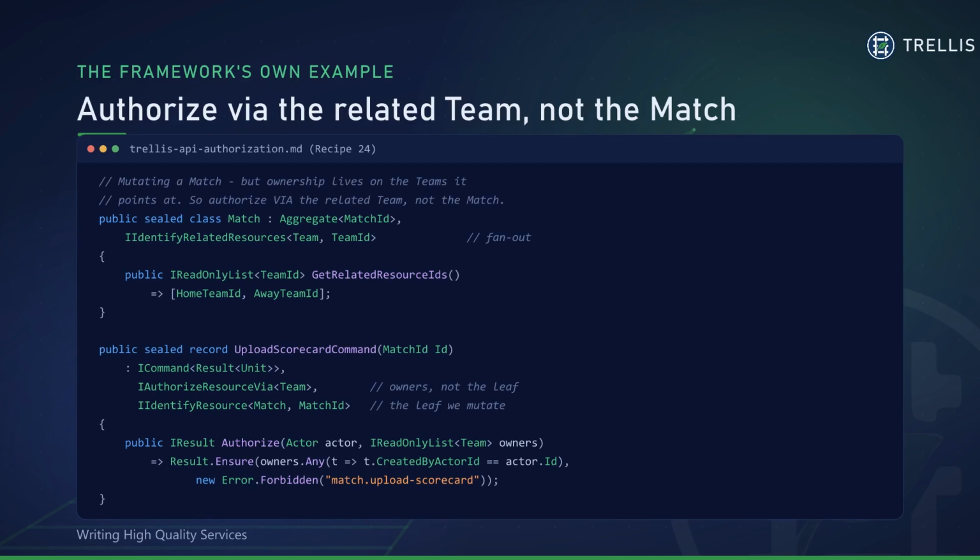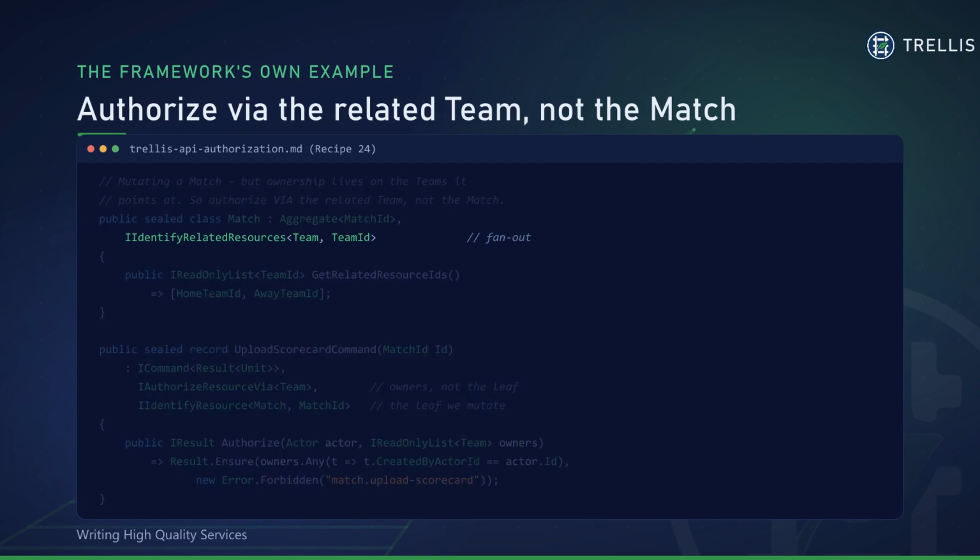Here it is, the framework's own example. Uploading a scorecard is a command that mutates a match, but you don't check ownership against the match. You check it against the teams playing. So the match declares its related resources, the home and away team IDs. And the command says two things. Authorize me via the related team, and identify the leaf I'm actually mutating, the match. The pipeline loads those teams and hands them to Authorize as a list. And the check is simple. The actor must own at least one of them. Any home or away owner can upload the scorecard.